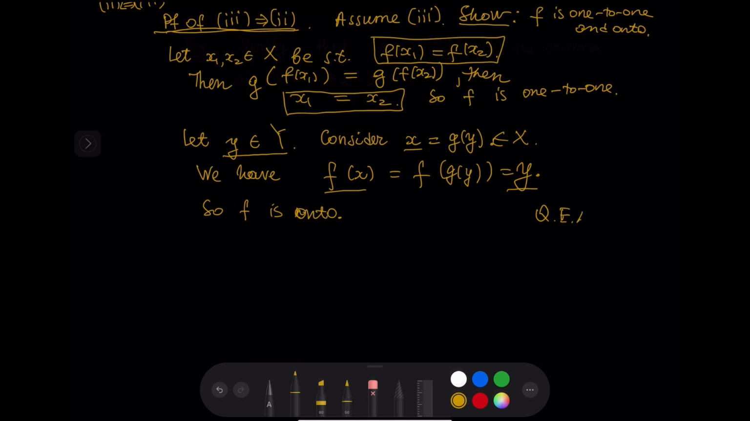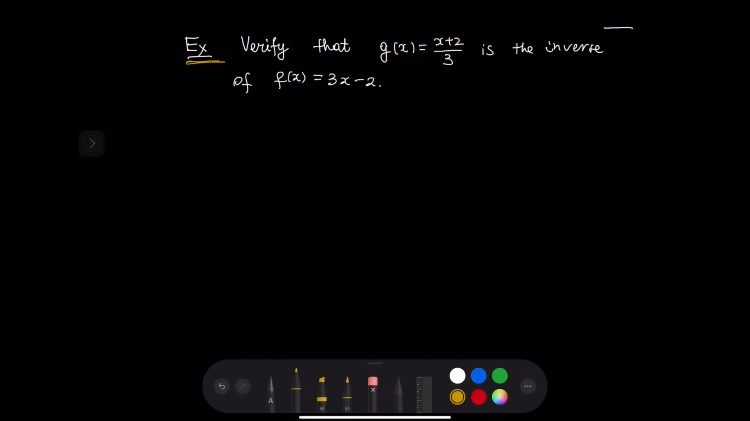QED. So we are going to finish with this example. We want to verify that the function g of x equals (x plus 2) over 3 is the inverse of the function f of x, which is given by the formula 3x minus 2. So let us note that g is a function defined on the set of all real numbers, and it acts into the set of real numbers, and f is also a function from R to R.